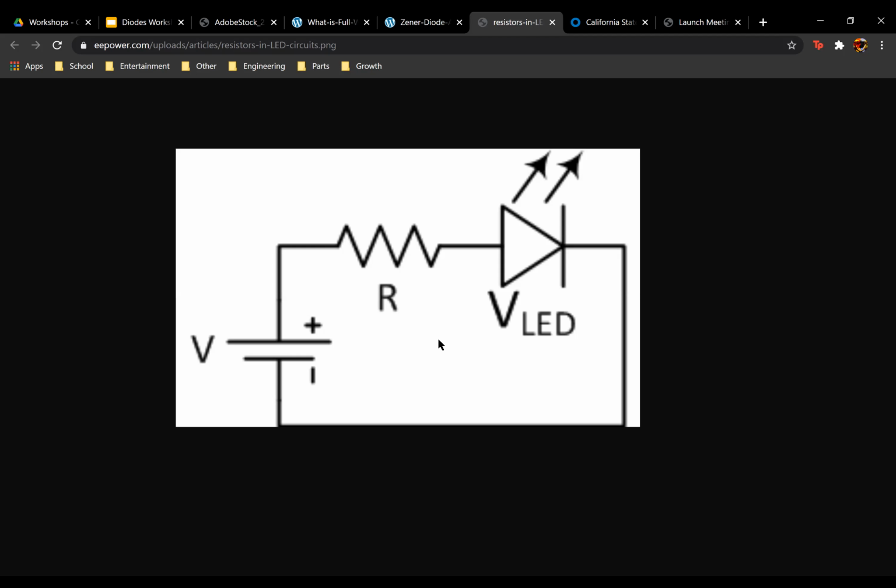Hey, Justin. You got that whiteboard thing where you could write, right? Yeah. All right, cool.